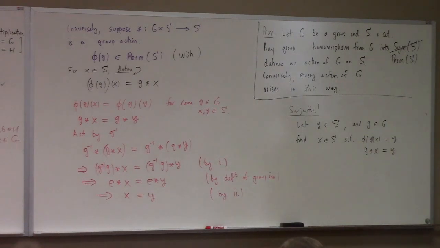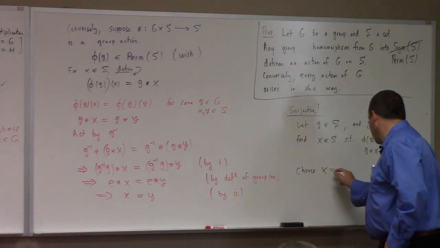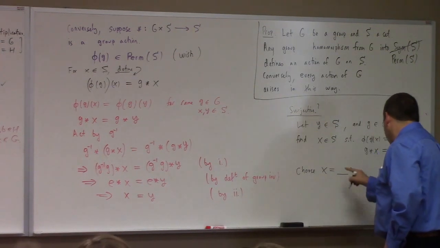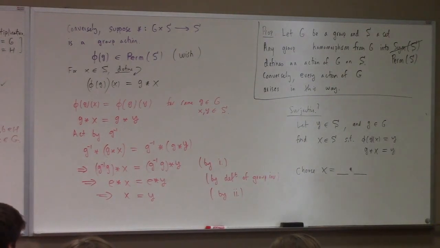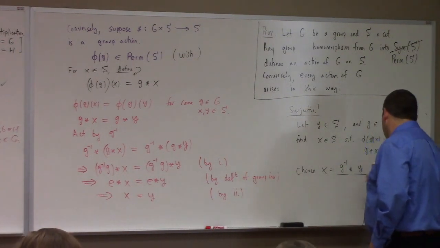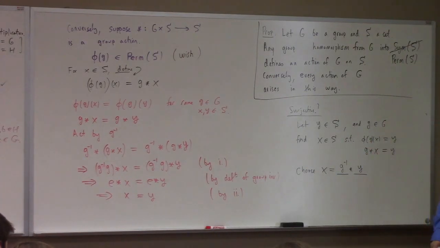So what X do you use? It's pretty obvious. Choose X equals blank. I'll help you out, there's a star in the blank. How can I get back Y? By making a very strategic choice of X here. Yeah, you guys got it: G inverse Y. If I feed that in here, the G inverses cancel, and we get back Y again. So you can see that phi of G is both injective and surjective. It's a bijection. It's a permutation. And there you have it.